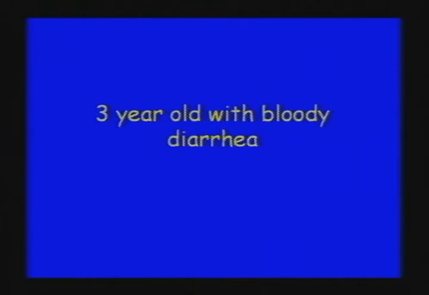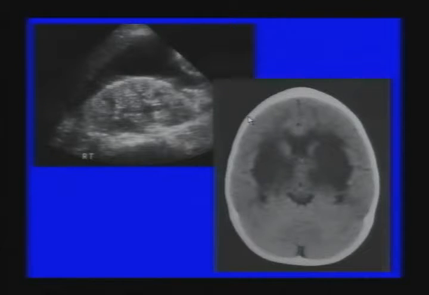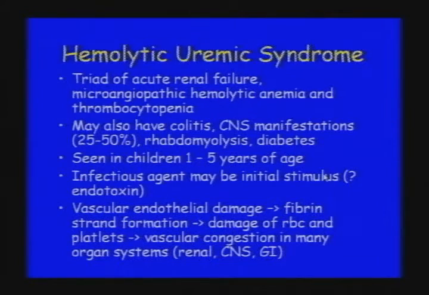The next case is a 3-year-old with bloody diarrhea, and here you can see that there's a very classic thumbprinting appearance of the transverse colon and overall paucity of bowel gas. When we ultrasounded this child, we can see hyperechoic kidneys and ascites, and then when this child became obtunded and had a head CT, we can see low density in the basal ganglia and thalami bilaterally. And this is hemolytic uremic syndrome, which is the triad of acute renal failure, microangiopathic hemolytic anemia, and thrombocytopenia.